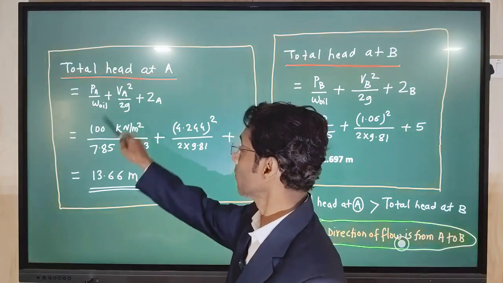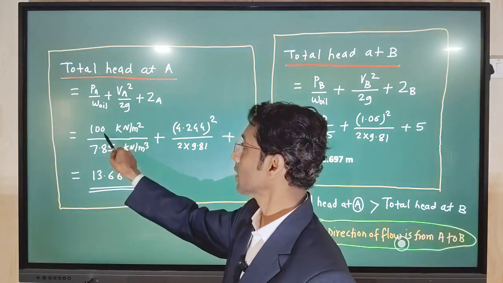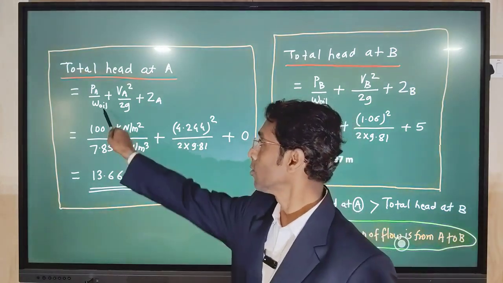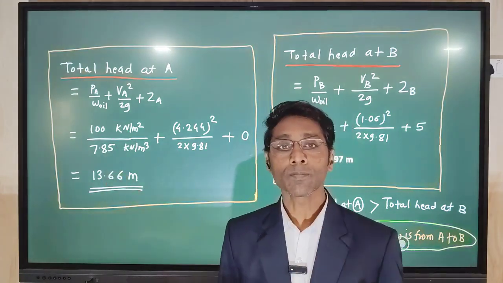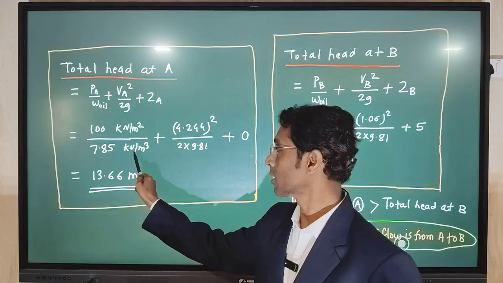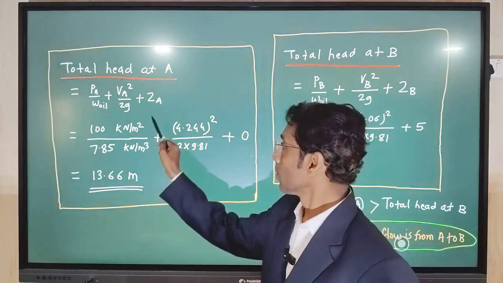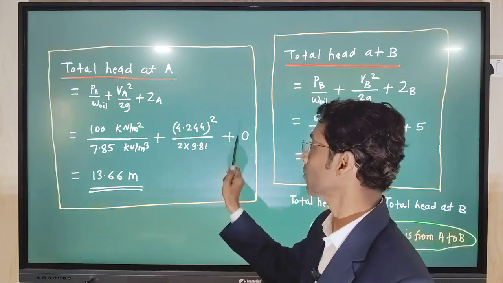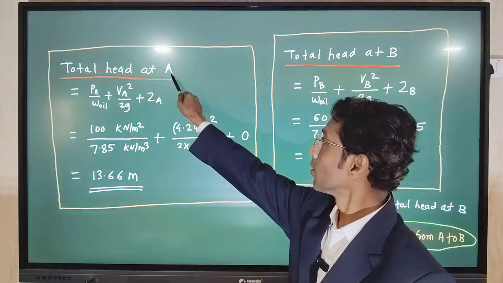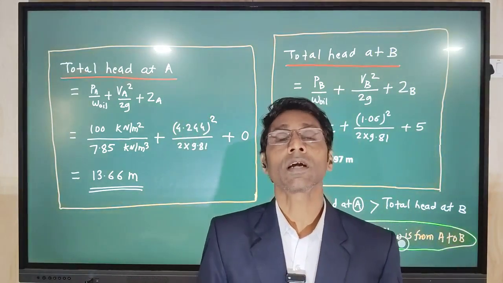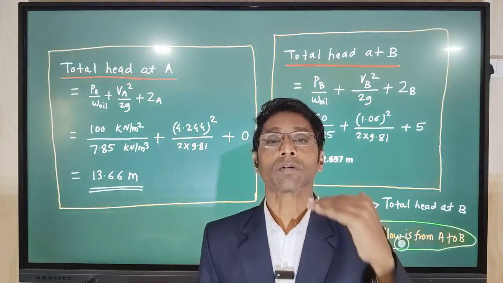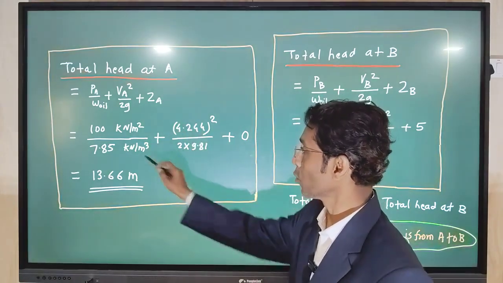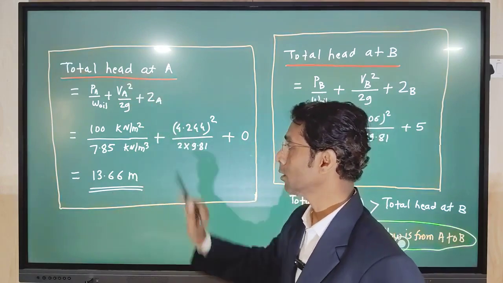Now putting the respective values, PA, pressure intensity, is given in the numerical as 100 kilopascal. Kilopascal means kilonewton per meter square. W of oil we already calculated in the previous discussion, that is 7.85 kilonewton per meter cube. Plus the velocity calculated, putting the value here, divided by 2 into the value of G, 9.81. As location A we are taking as a reference, the elevation Z at A will be what? 0. So doing this calculation, we get total head at A in meter.